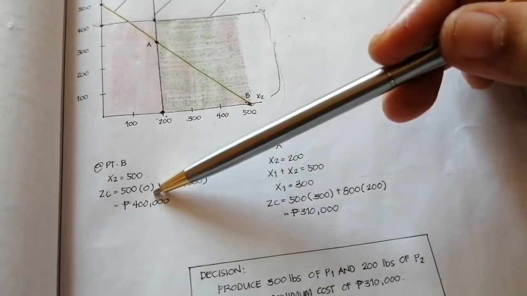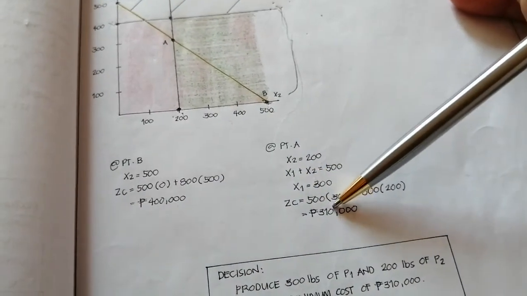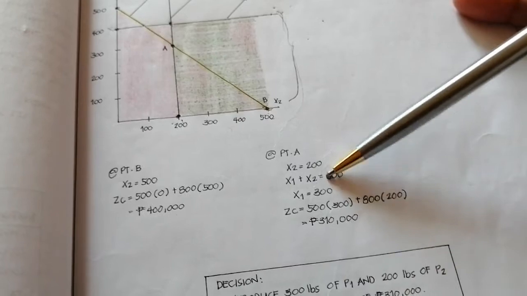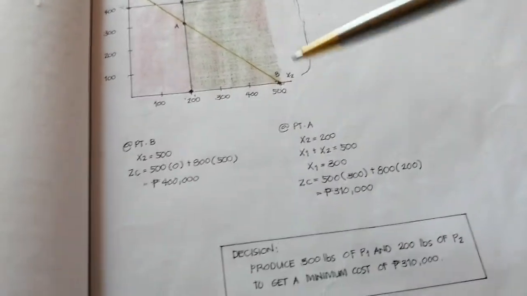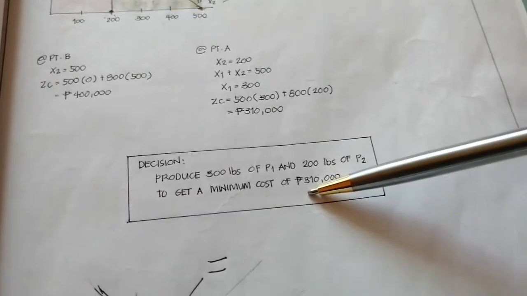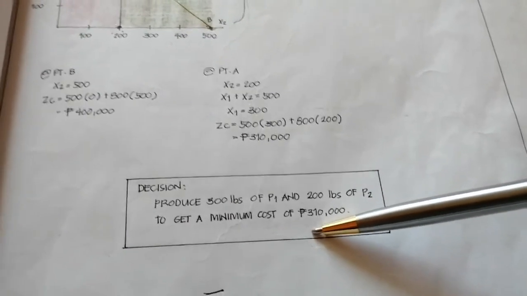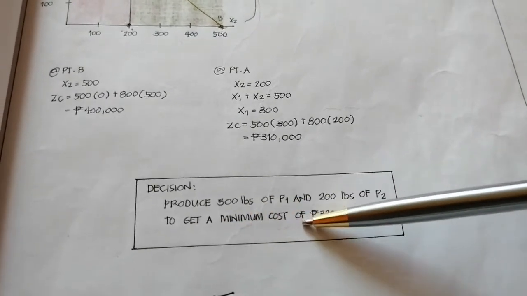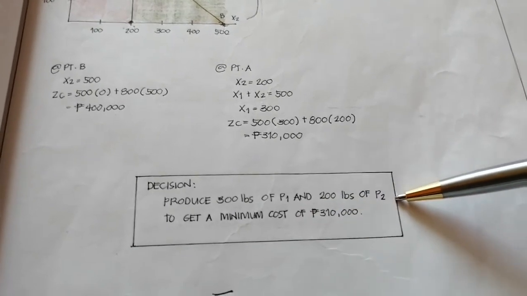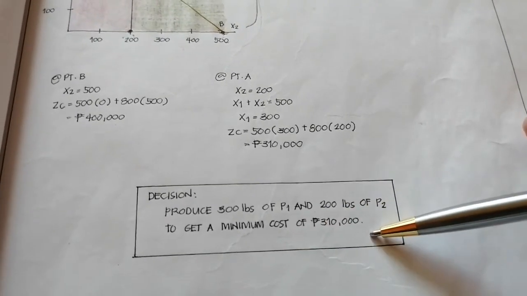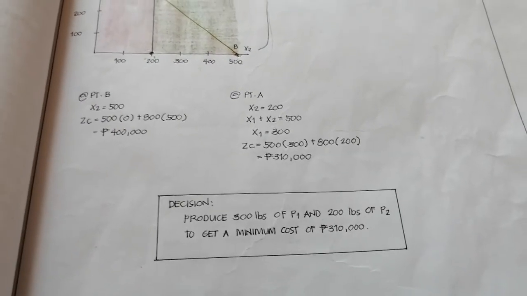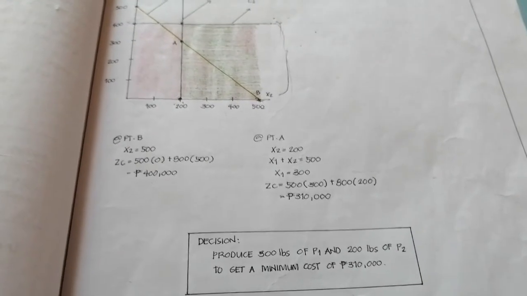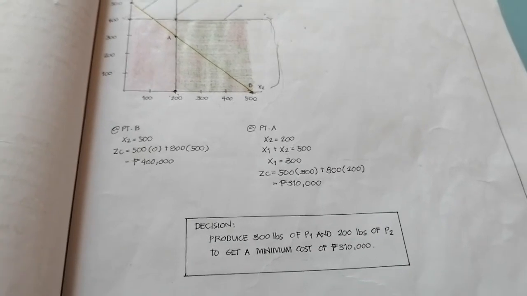So, if we compare the two, we do know that the least cost will be at point A. So what will be your decision now? Your decision is to produce 300 pounds of P1 and 200 pounds of P2 to get a minimum cost of 310,000. That ends the minimization lecture. Thank you.